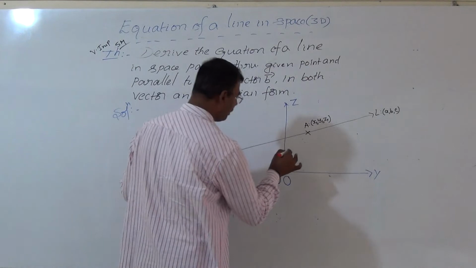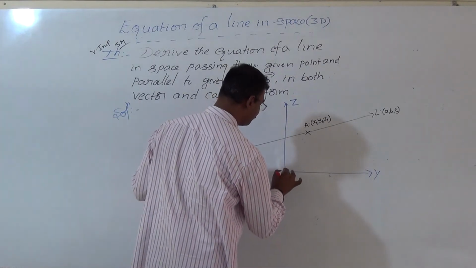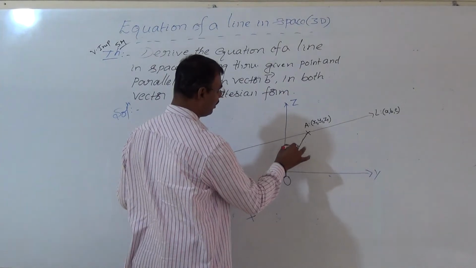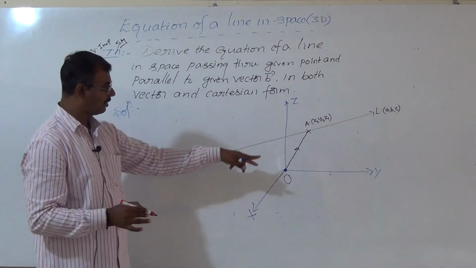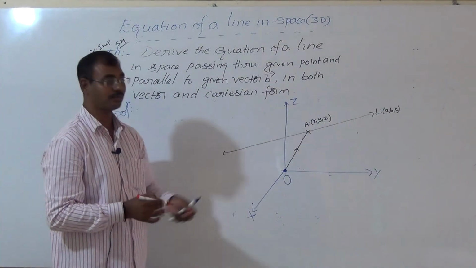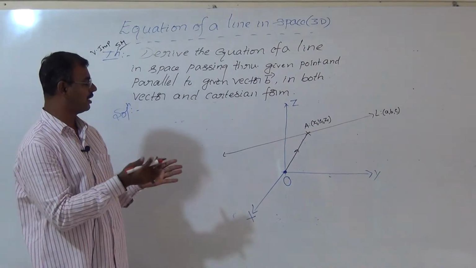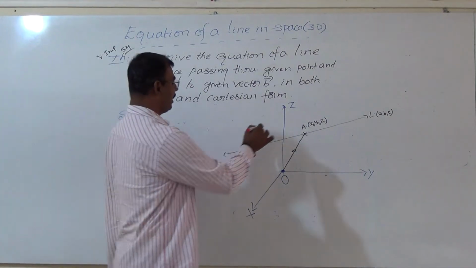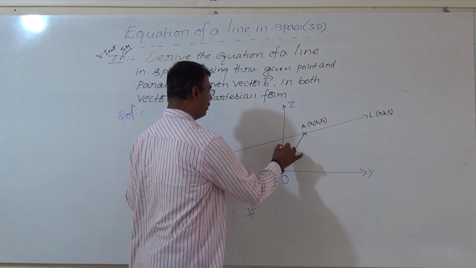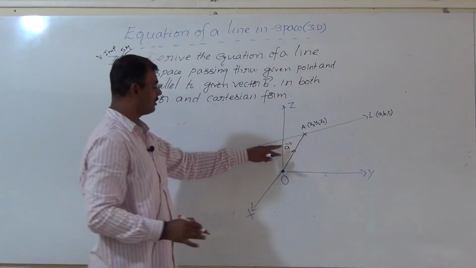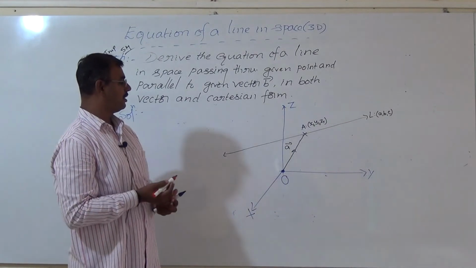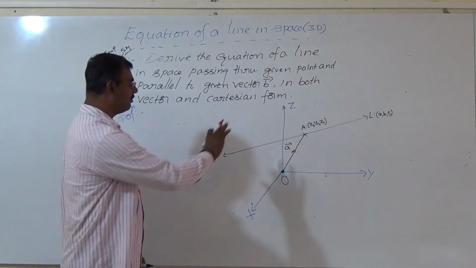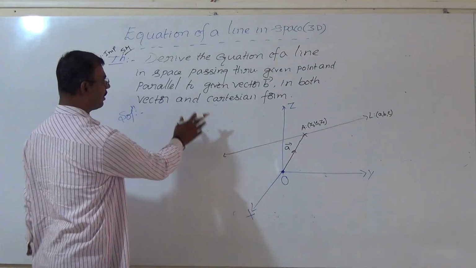Now join the vector OA. If I join OA, it has a direction. Why? Because this is a directed line. OA is a directed line. It has direction and magnitude. With the position, let OA equal A bar. That means let A bar be the position vector of the point A (x1, y1, z1). This is the given. So the given values we write first of all.